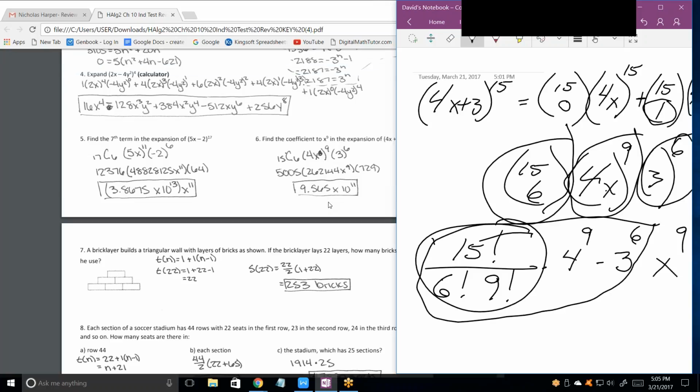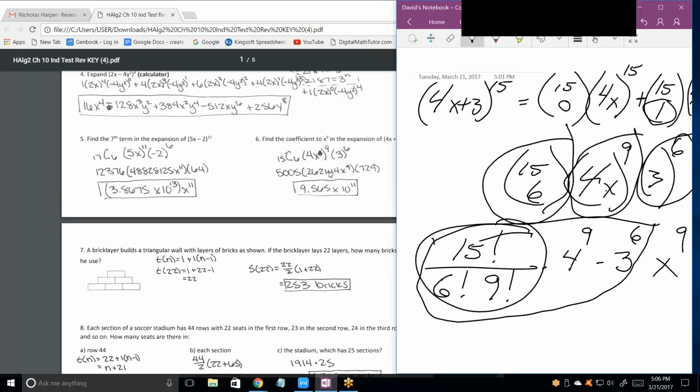Now, do you know how to do combinations on your calculator? Yeah. So you can do 15 choose 6 to come up with 5,005, I guess is what that number is? Yeah. Okay. And then 4 to the 9th is clearly this number, 262,144, and 3 to the 6th is 729. And she multiplies all three numbers together to get this gigantic number down here.